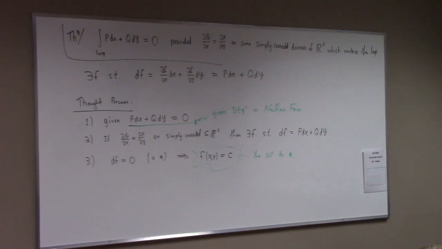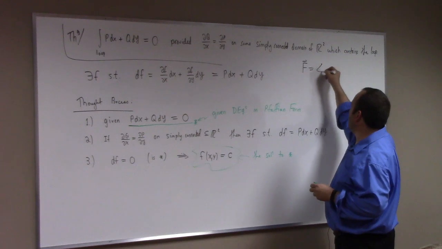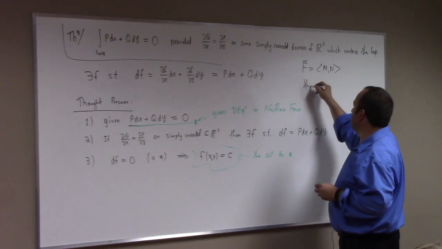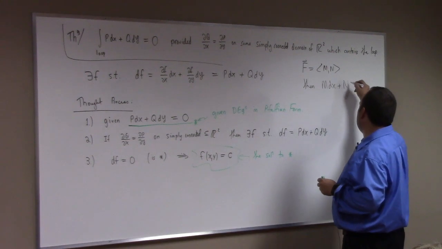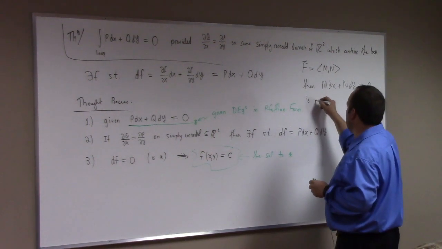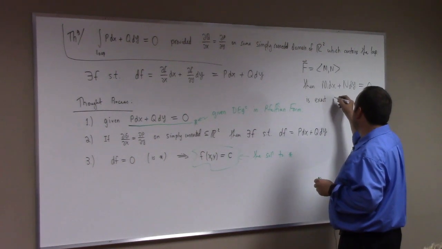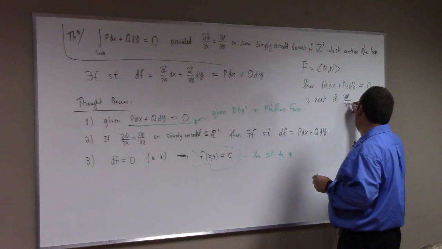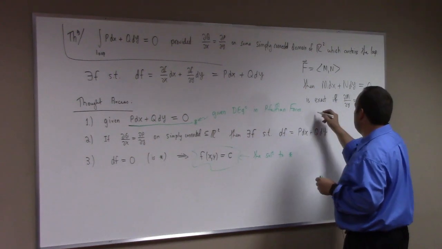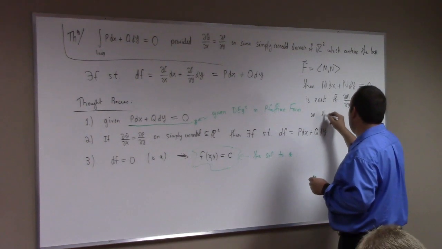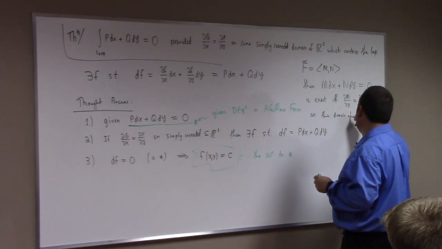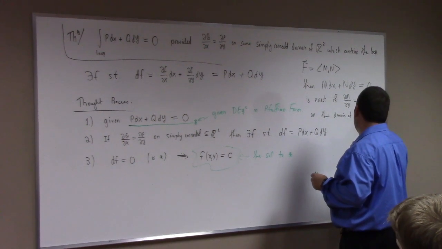To test if an equation is exact or not, we need to check the condition. Does partial q partial x equal partial p partial y? Now in textbooks on differential equations, they usually use m and n. So if you have m comma n instead of p, q, then m dx plus n dy equals 0 is exact if and only if partial m partial y equals partial n partial x on the domain of definition for the differential equation.